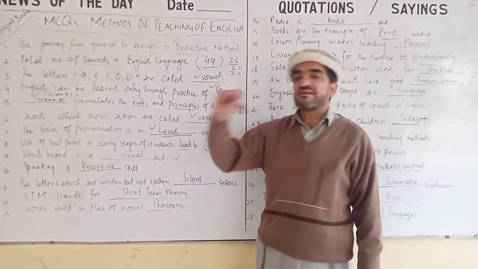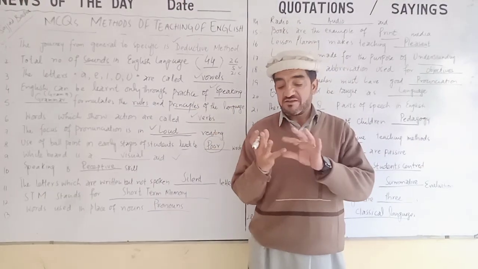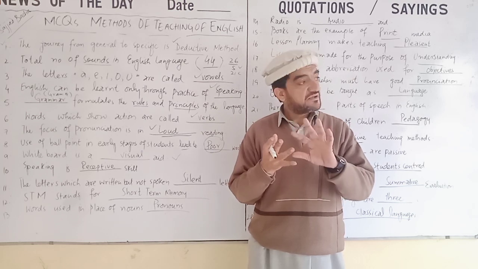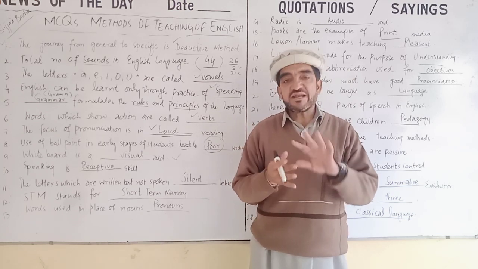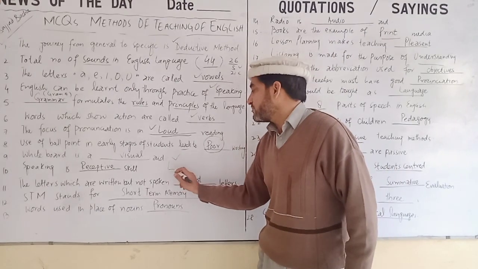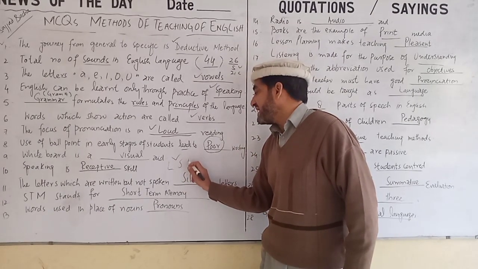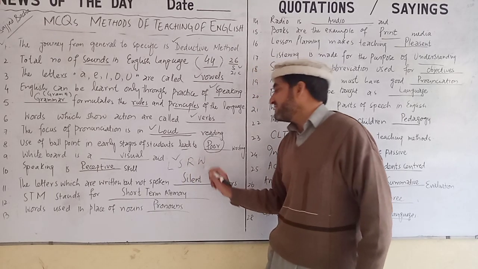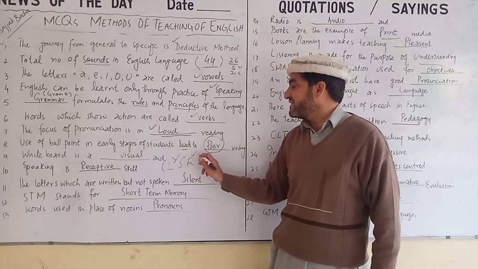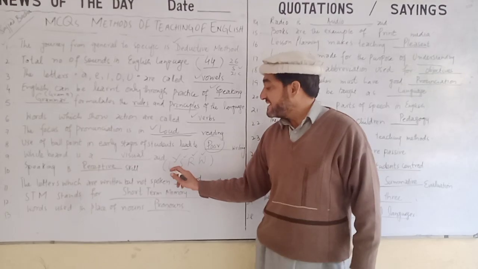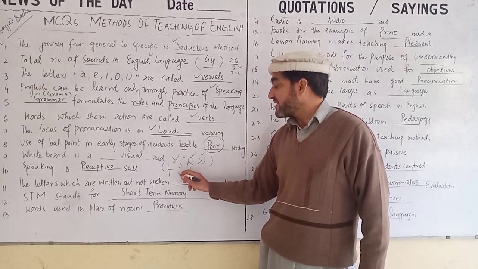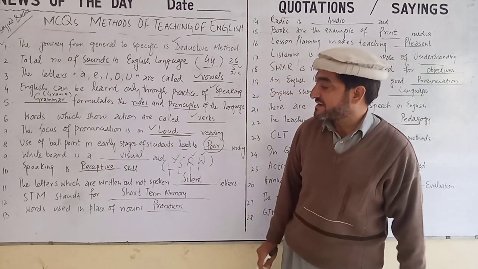Speaking is a receptive skill. There are 4 skills: listening, speaking, reading and writing. Out of these 4, they are also represented by LSRW. LSRW means listening, speaking, reading and writing. Listening is receptive, reading is receptive, speaking is productive, writing is productive.